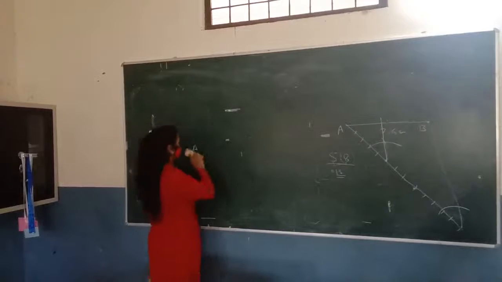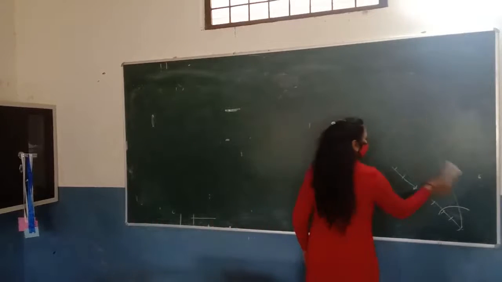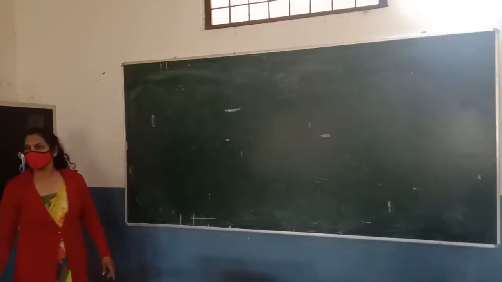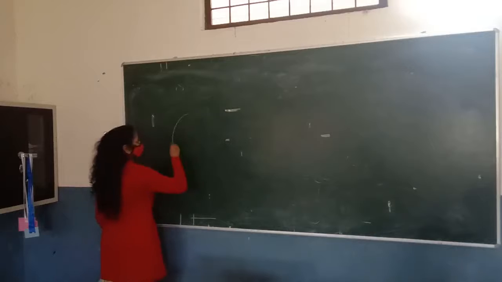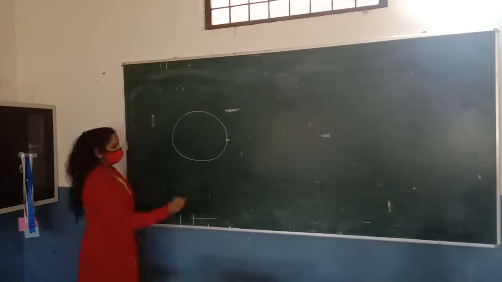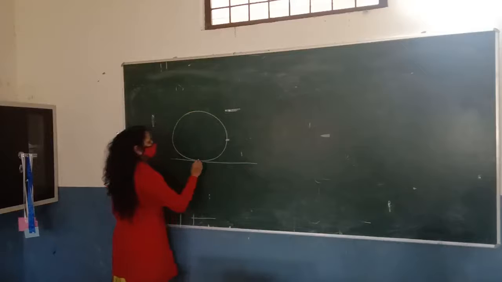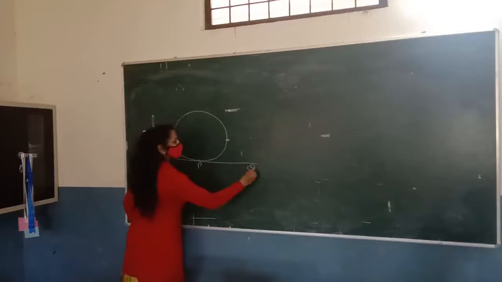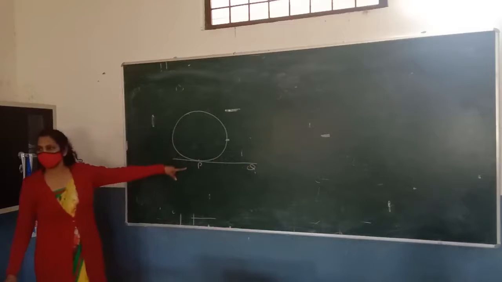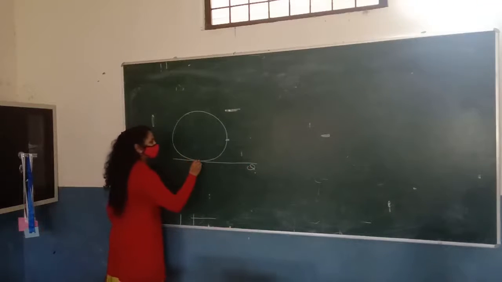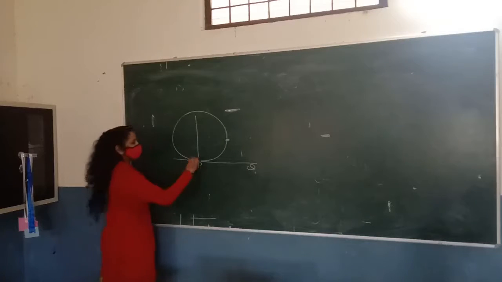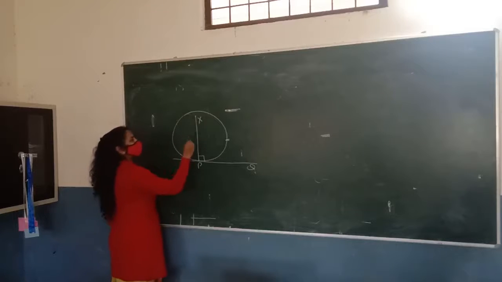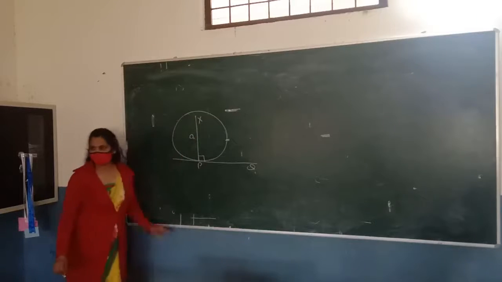Now, prove that the perpendicular at the point of contact to the tangent to a circle passes through the center. Question number 5. From the tangent, you draw the perpendicular from the touching point. This is the touching point P. PQ is the tangent which touches the circle at the point P. And we draw a perpendicular. You have to prove that this perpendicular passes through the center O. This is the question.